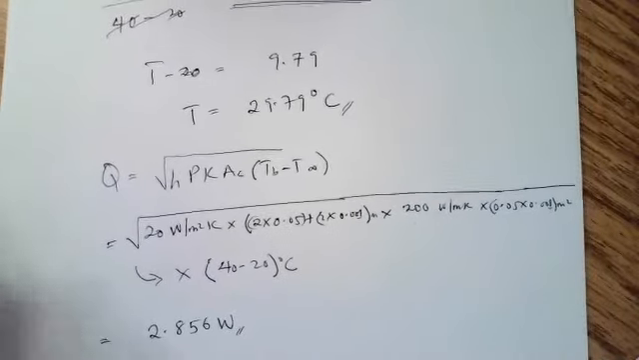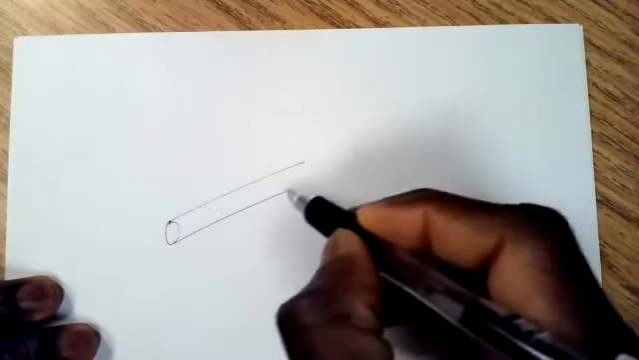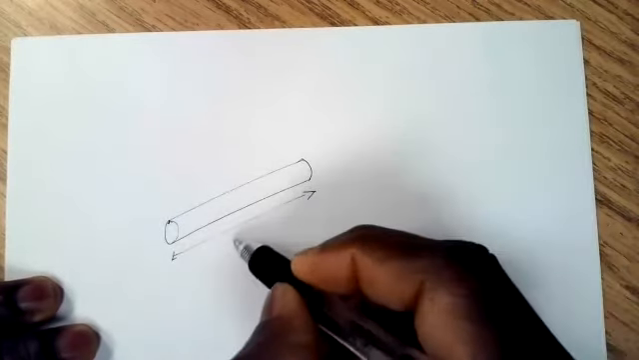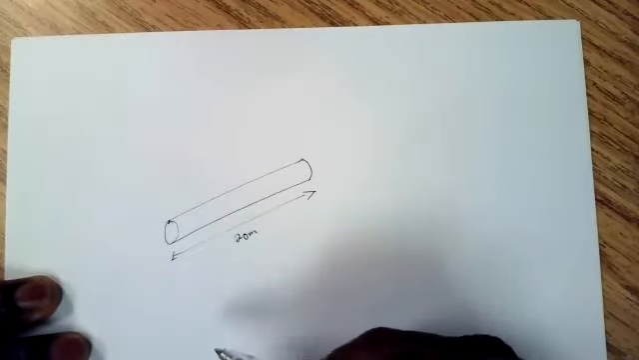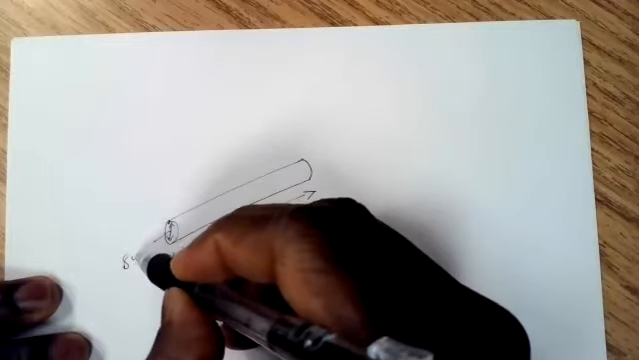Now, we have another question. The second question says, a 20-meter long, let me draw that, 20-meter long and 8 cm diameter hot water pipe. So we have a pipe that is 20 meters in length, and we have a diameter of 8 centimeters.